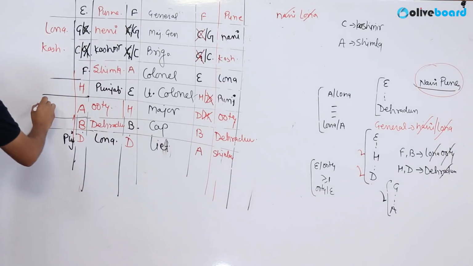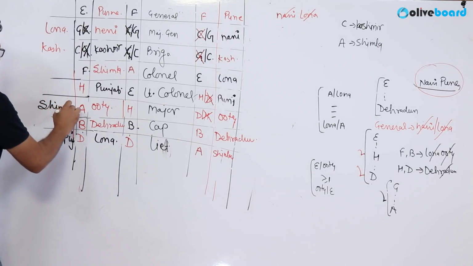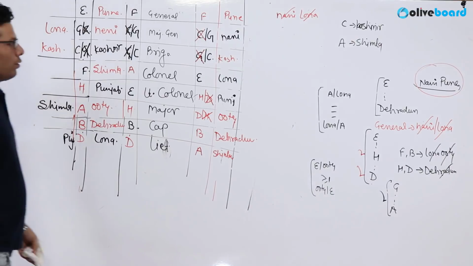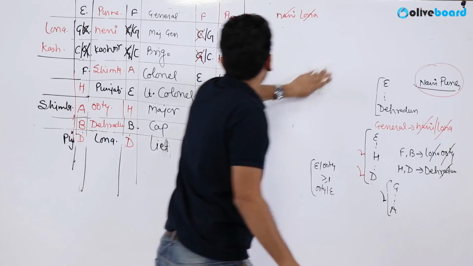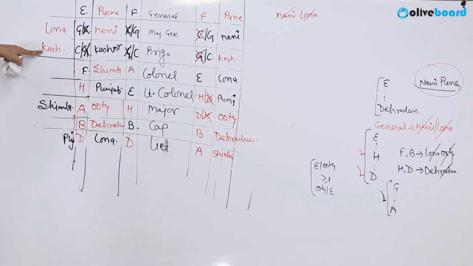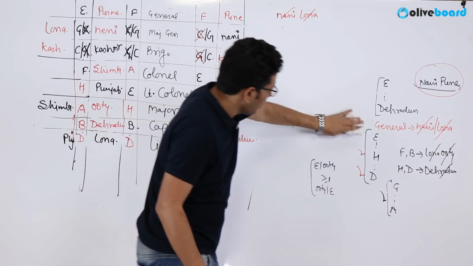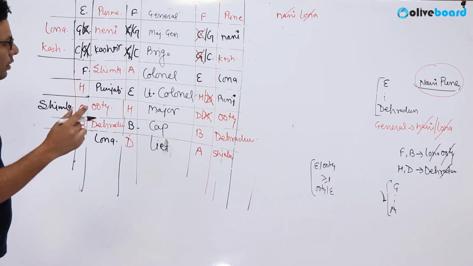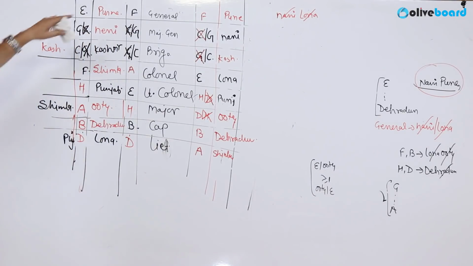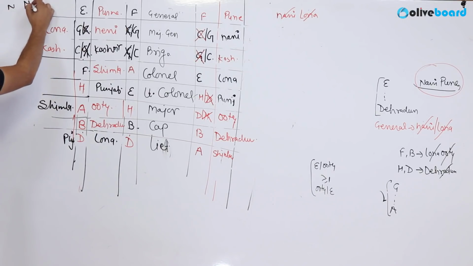Now I can put the Shimla also. So I have put the A Lonavala, C Kashmir, A Shimla. I have put the persons already. This data is already completed. General is not from Nainital and Lonavala. In these two cases, I am not having general from Nainital and Lonavala. So my Nainital would not be here. I cannot put the Nainital over here.